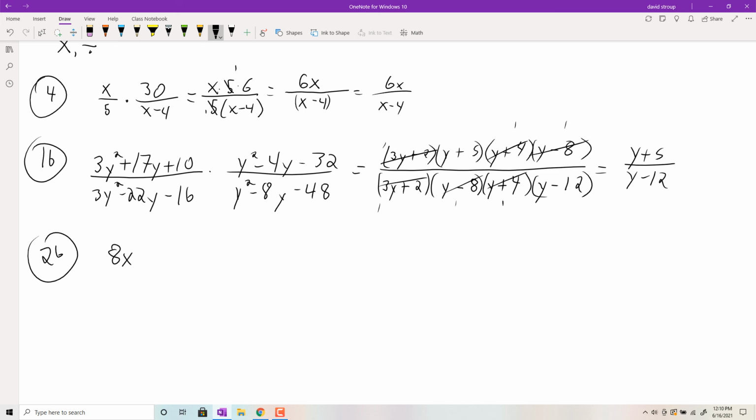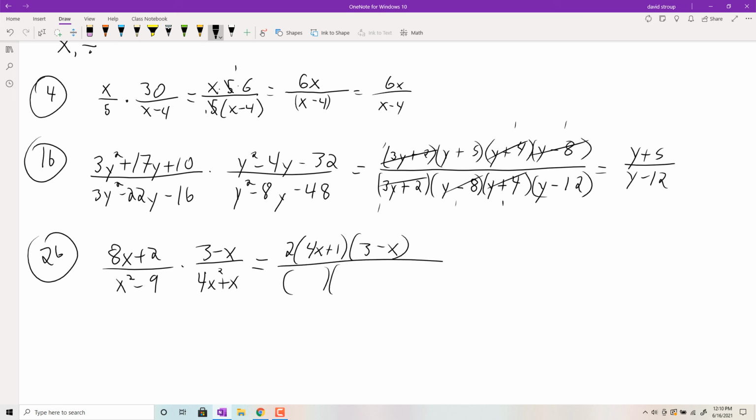26, I have 8x plus 2 all over a difference of squares times 3 minus x all over 4x squared plus x. Okay, so same spiel. Going to factor out a 2 from the first factor of 8x plus 2. You end up with 4x plus 1, and then times 3 minus x. And then downstairs, we can do a difference of squares factorization, x plus 3, x minus 3.